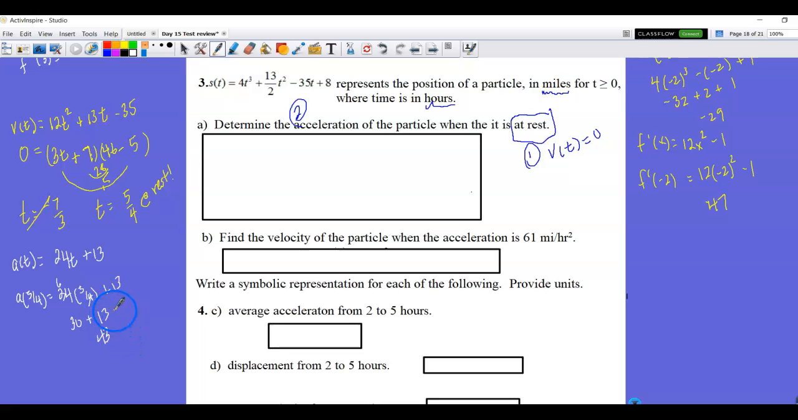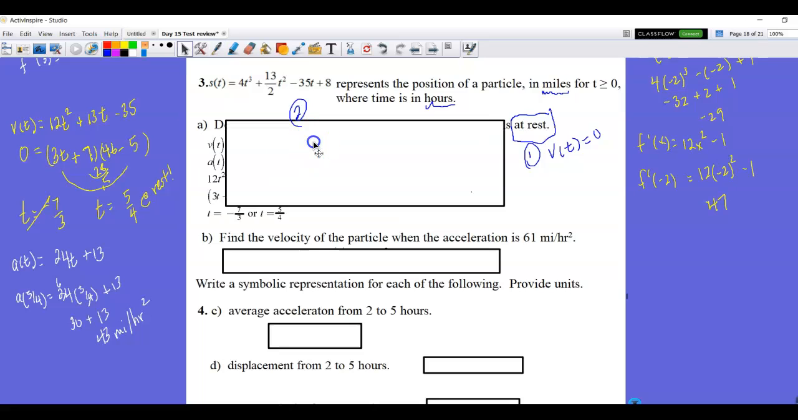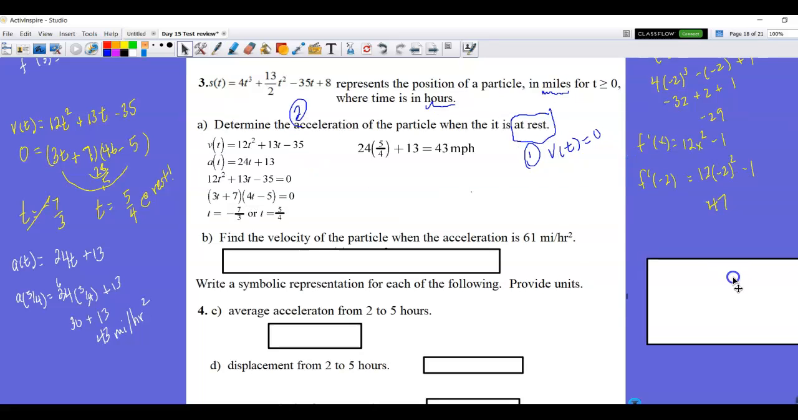This is acceleration, so that would be miles per hour squared. So that's what we're looking for in 3A. And my work will confirm, except for my units. I noticed that those units are not correct, so let's fix those to make that miles per hour squared.